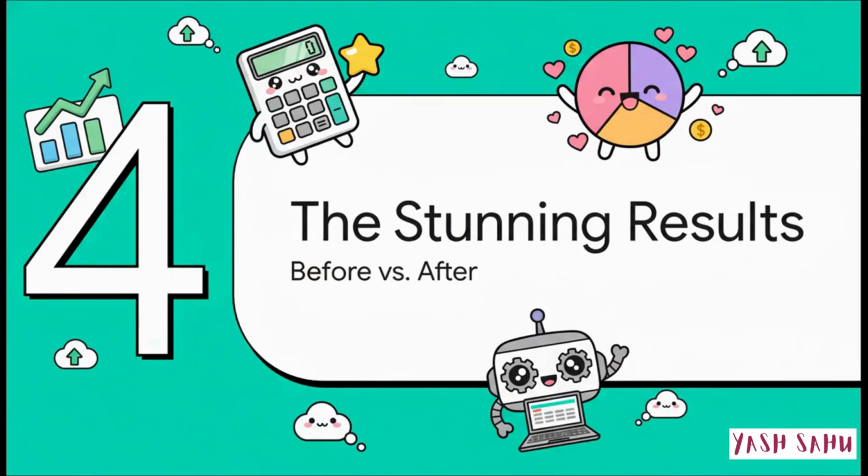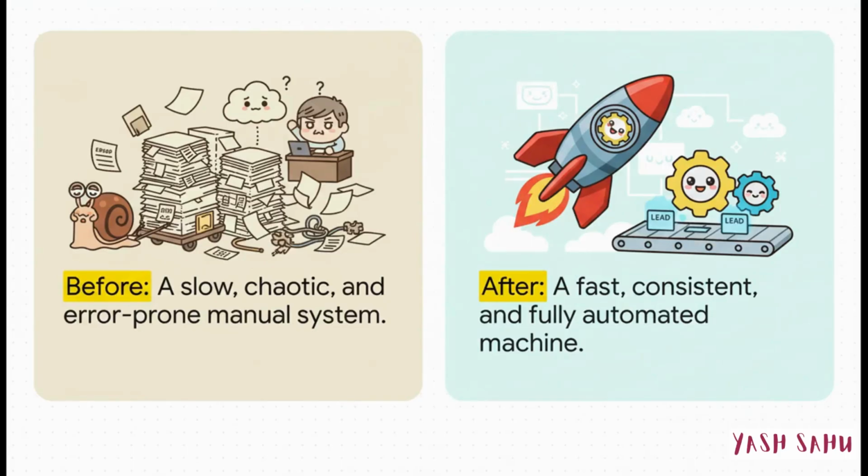So this all sounds pretty great in theory, right? But what was the actual real-world impact? Let's look at the hard numbers, because honestly, the transformation was nothing short of stunning. We're going to put the old, chaotic manual system right up against the new automated machine. And we're not talking about small, incremental improvements here. This was a complete and total overhaul of performance across every metric that matters.